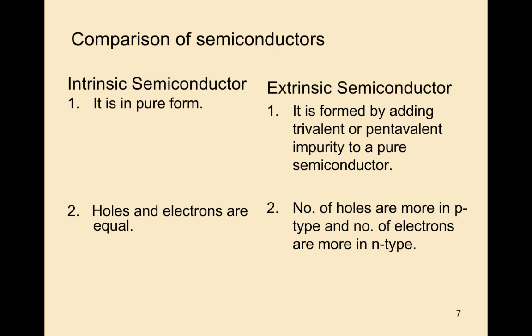Second point is what? Holes and electrons are equal in intrinsic semiconductor, but in extrinsic semiconductor the number of holes and the number of electrons are not equal. Number of holes are more in p-type semiconductor, number of electrons are more in n-type semiconductor.